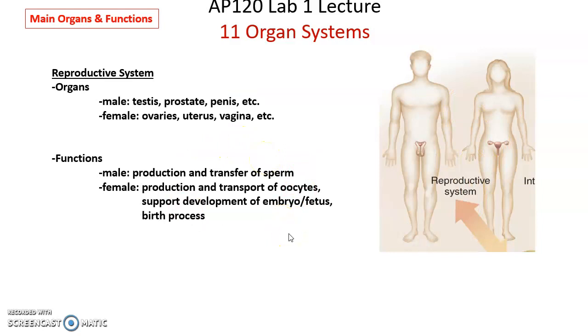Reproductive systems. The male reproductive system includes the testes found in the scrotum, the prostate, and the penis. The female reproductive system includes the ovaries, the uterus, and the vagina. The male reproductive system is involved in production and transport of sperm. The female reproductive system is involved in production and transport of oocytes, the egg cells.